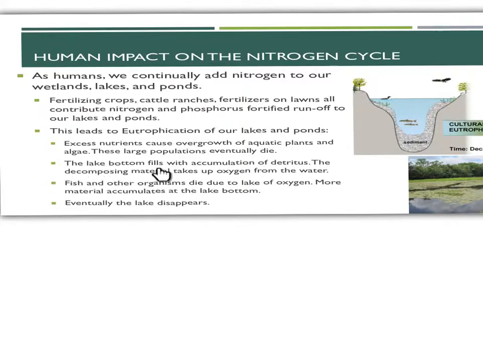The lake bottom begins to fill with detritus. Detritus is dead stuff. So all of this dead stuff falls to the bottom of the lake and creates sediments. You can see here in this diagram we have some sediments. And it begins to decompose. The process of decomposition uses a lot of oxygen. What ends up happening is the lake becomes anoxic. Anoxic means it has no oxygen.